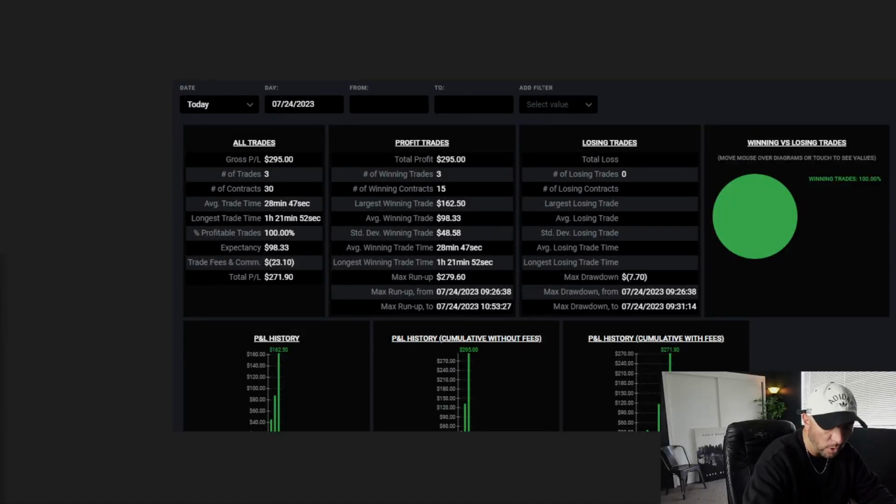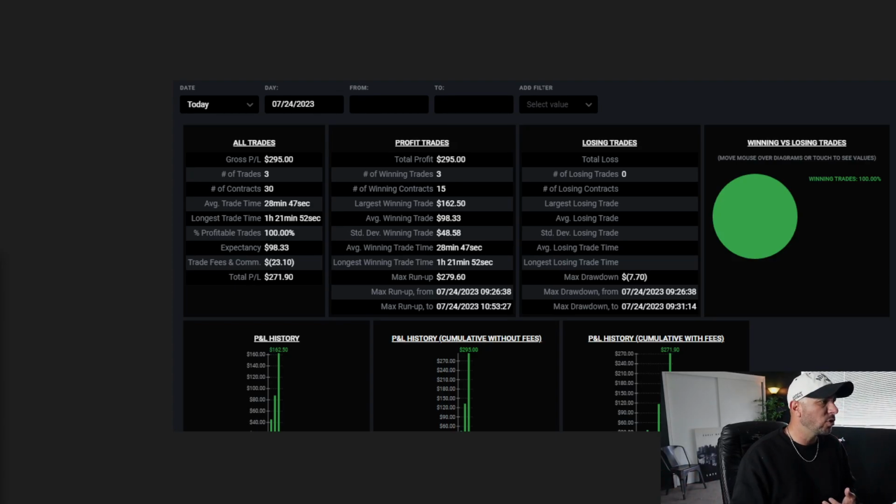What's going on, everyone? We're going to talk about how to day trade futures with a small account. So what I'm going to quickly show you guys is my TopStep dashboard here. We're going to look at the stats for the day. So today is the 24th of July. Not a big day. Market overall was going sideways.